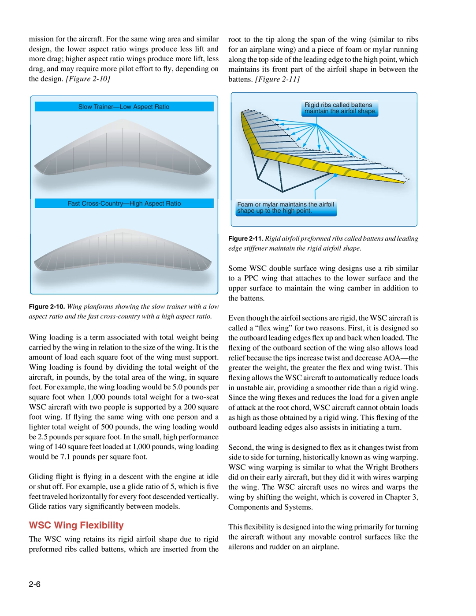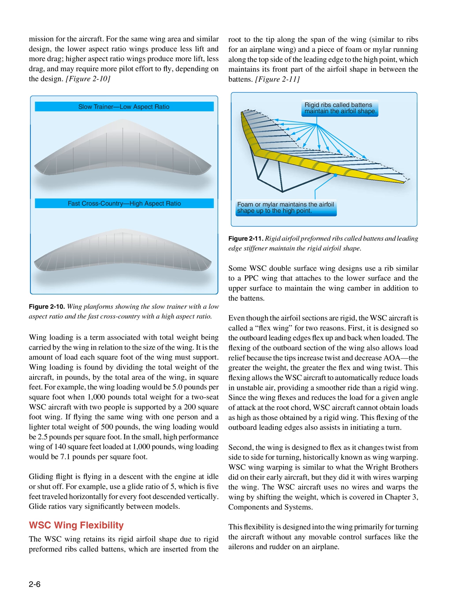If flying the same wing with 1 person and a lighter total weight of 500 pounds, the wing loading would be 2.5 pounds per square foot. In the small, high-performance wing of 140 square feet loaded at 1,000 pounds, wing loading would be 7.1 pounds per square foot. Gliding flight is flying in a descent with the engine at idle or shut off. For example, use a glide ratio of 5, which is 5 feet traveled horizontally for every foot descended vertically. Glide ratios vary significantly between models. WSC wing flexibility.